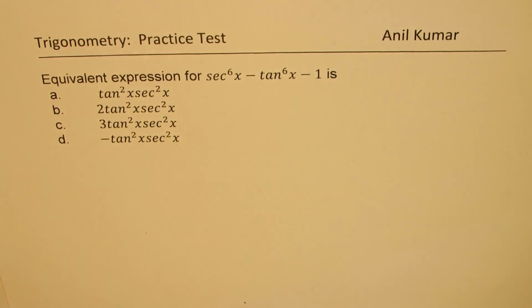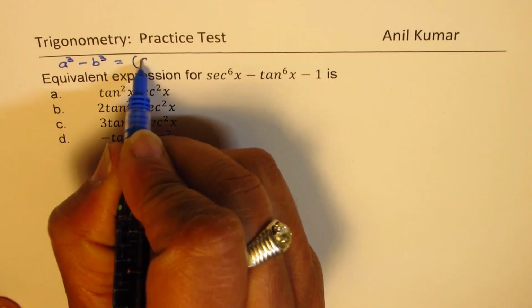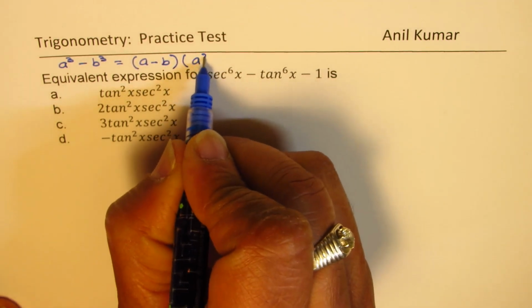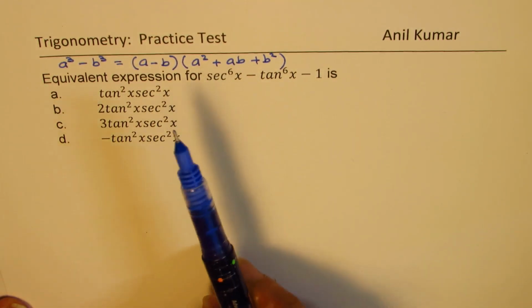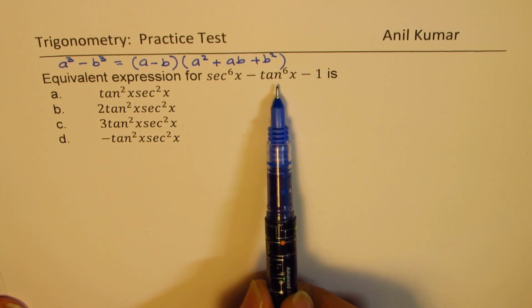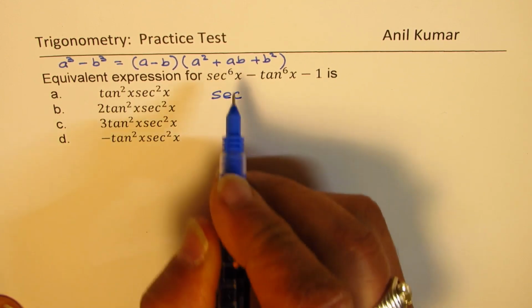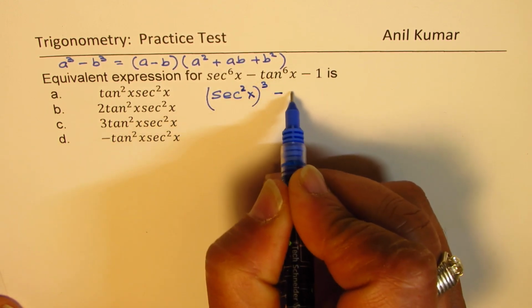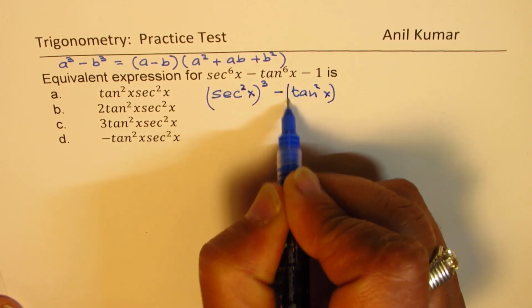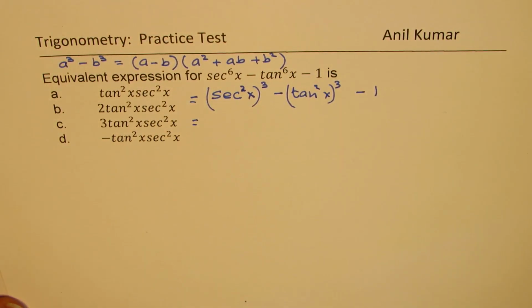Now, we have powers of 6, so we could actually factor this using the formula for a cube minus b cube. Now, a cube minus b cube is a minus b times a square plus ab plus b square. Correct? So that formula can be utilized. So let's begin with secant to the power of 6x minus tan to the power of 6x minus 1. Right? So what we have here is secant to the power of 6. So I could write this as secant square x whole cube, right? Minus, similarly I could write this as tan square x whole cube. So we get 6 power, right? Minus 1. So that is how I could write my expression.